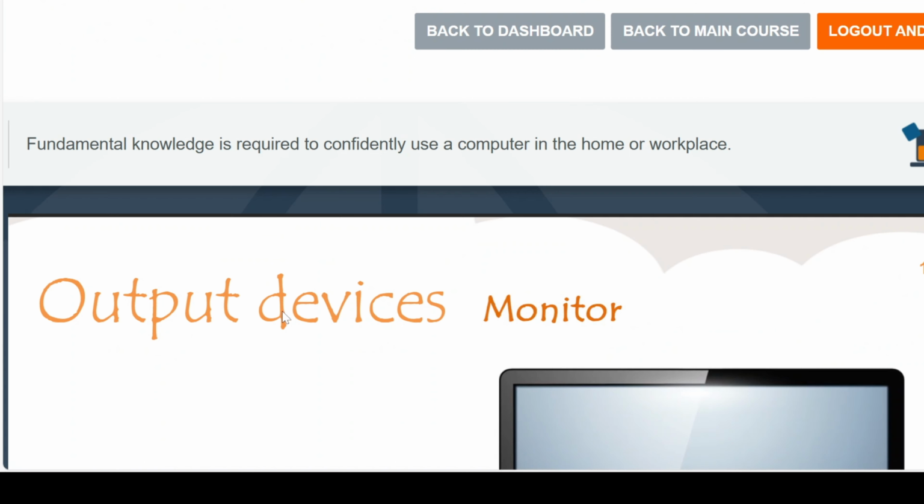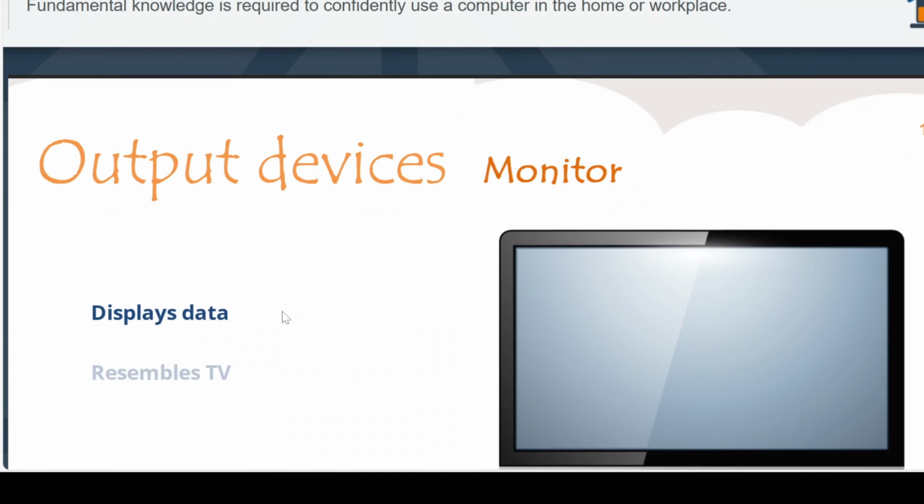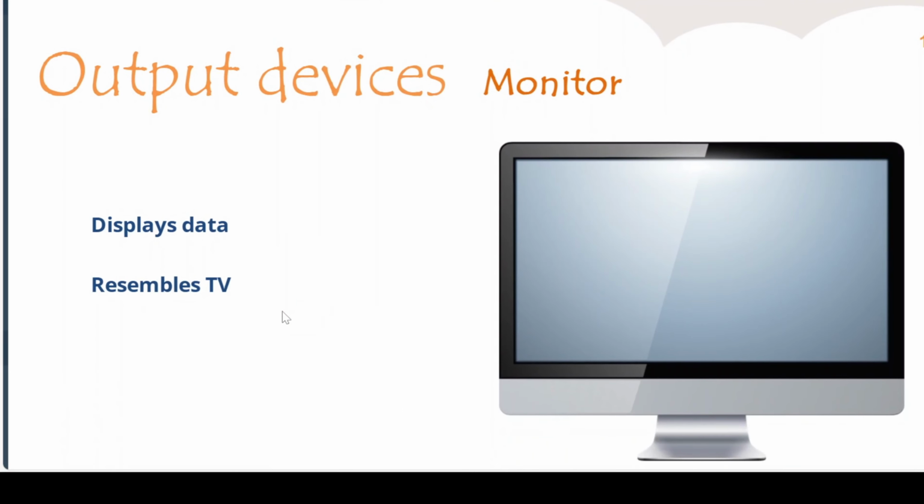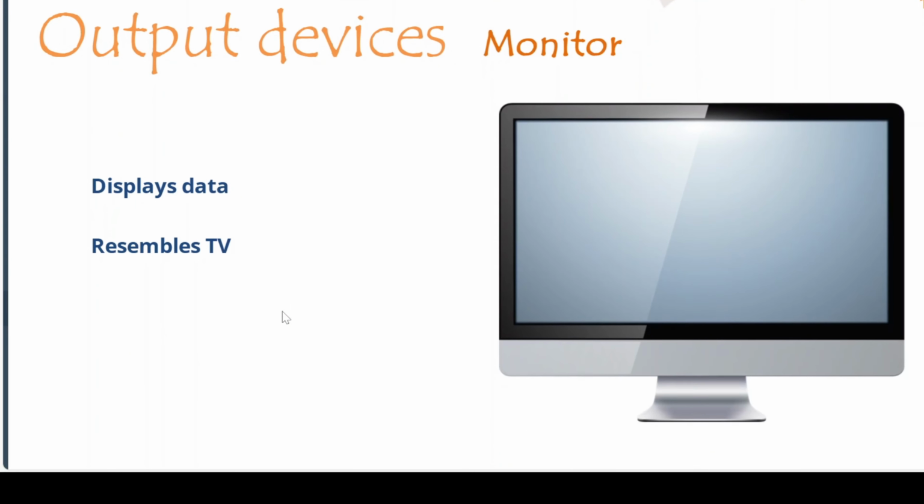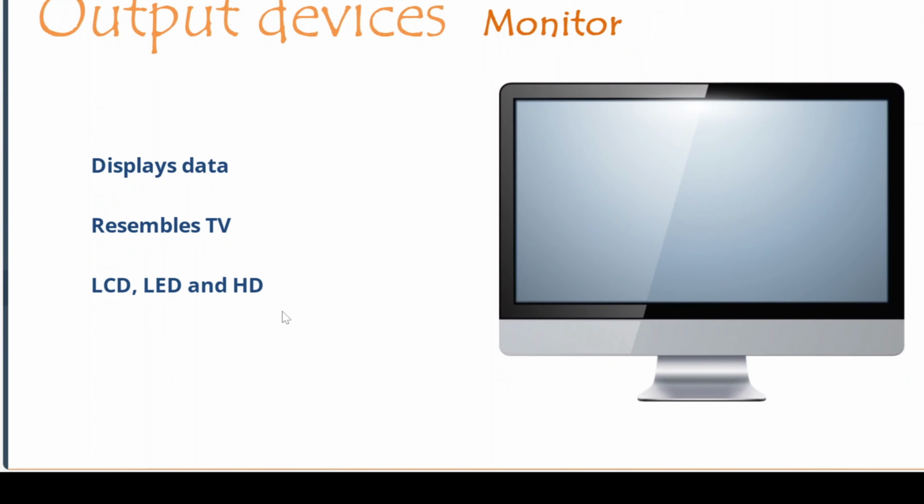A monitor is defined as an electronic visual display, which displays data. A monitor comes in various sizes and types, like LCD, LED, and HD.